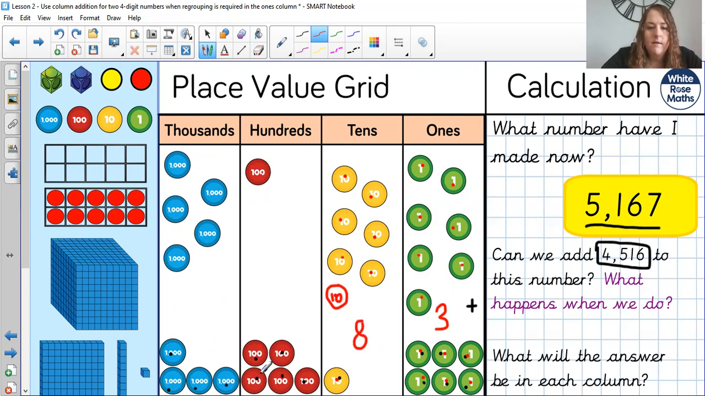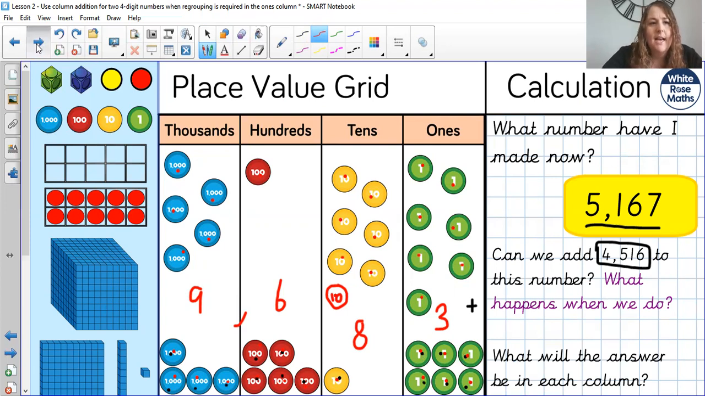1, 2, 3, 4, 5, 6 in my hundreds. And 1, 2, 3, 4, 5, 6, 7, 8, 9 in my thousands. So our answer is 9,683. And again, hopefully you can see what I had to do when I regrouped there.